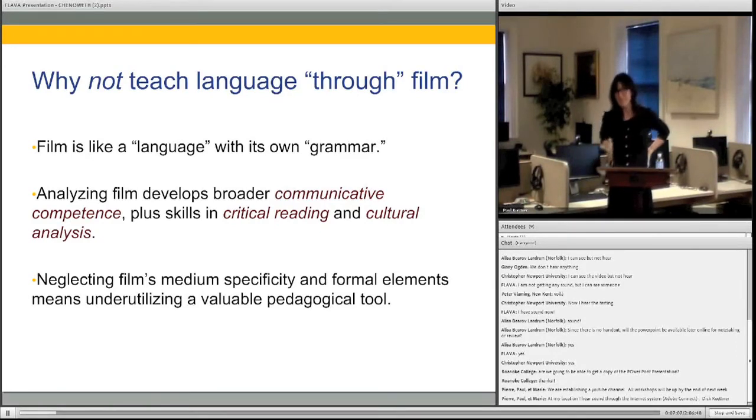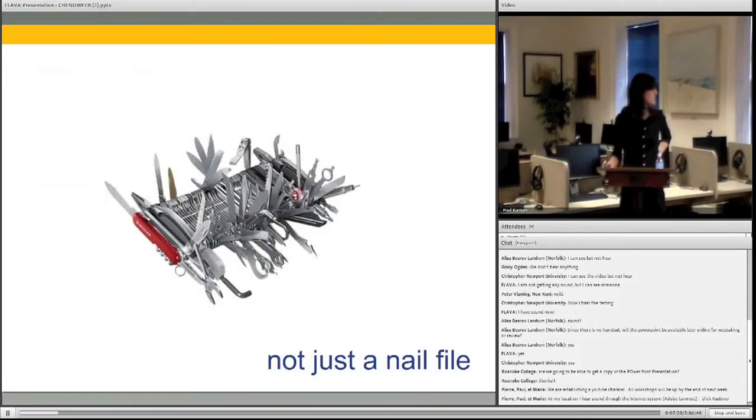In addition, and this is my own personal investment in holding this workshop, neglecting film's medium specificity and formal elements means underutilizing a valuable pedagogical tool. Film gives us so much, and I think in the language classroom we tend to use so little of it. My analogy for this is buying the $900 super deluxe Swiss Army knife with 141 functions and 87 tools and using it as a nail file.